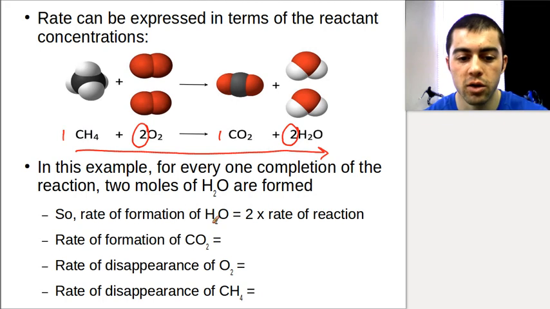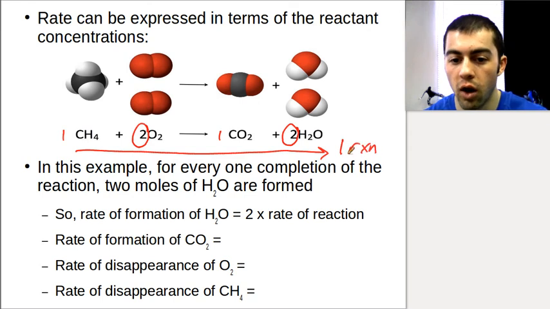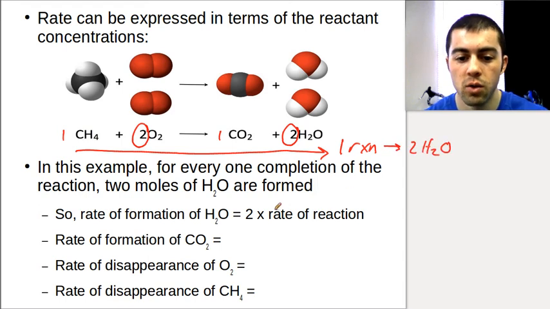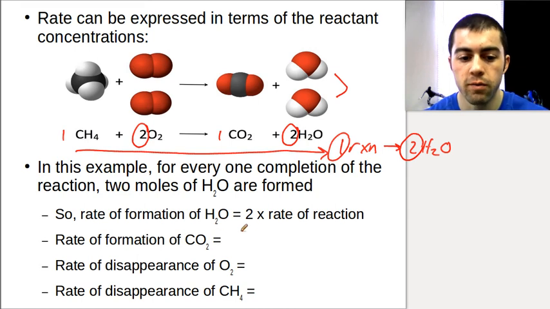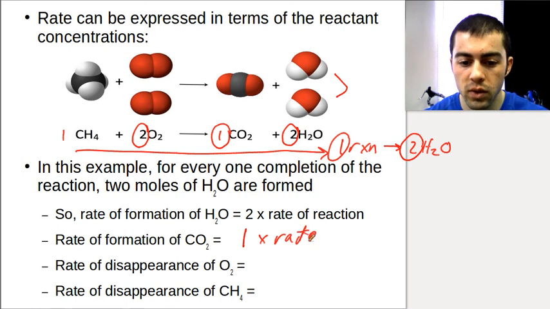So the rate of formation of H2O in this equation specifically is 2 times the rate of the reaction, because for every one reaction, RXN being an abbreviation for reaction, one reaction gives us 2 H2O molecules. So the rate of H2O formation here is twice the rate of the reaction, because we're getting 2 of these H2Os for every one time that we do this reaction. The rate of formation of CO2, on the other hand, because it's a 1-to-1, every one completion of the reaction gives us 1 CO2. This is going to be 1 times the rate of the reaction.